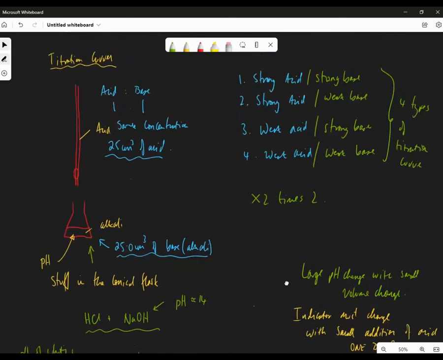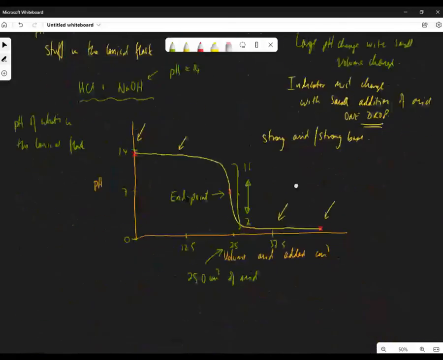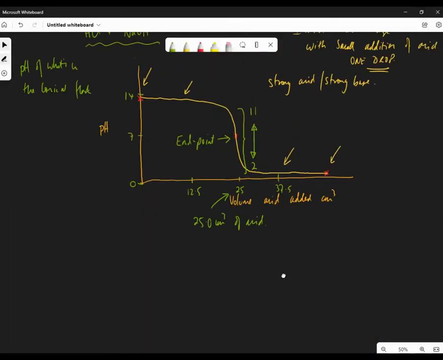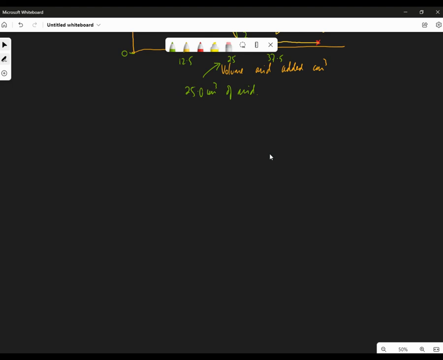Let's have a look at the next one. The next one is strong acid, weak base. Okay, so let's move that up here. All right, strong acid and weak base. Now let's have a look at this one. Strong acid, what would be a good example of this? I think something like HCl and ammonium hydroxide. Okay, this is strong and this is weak.